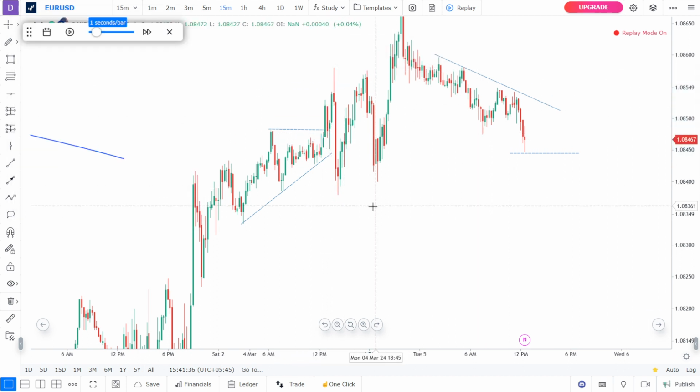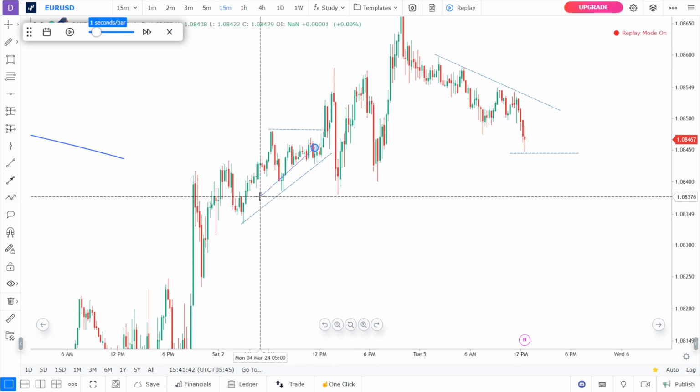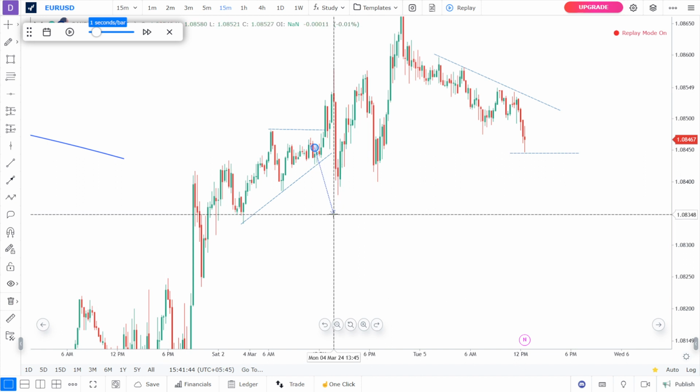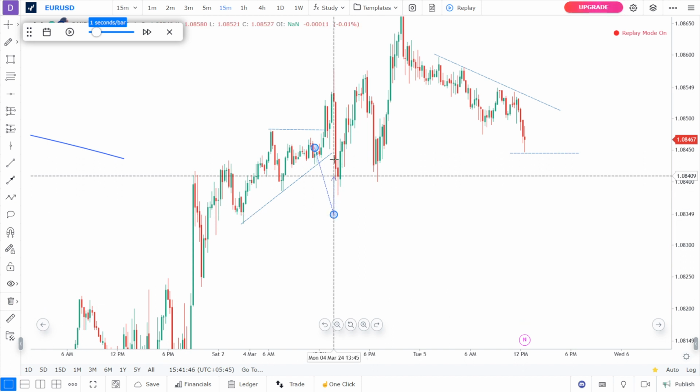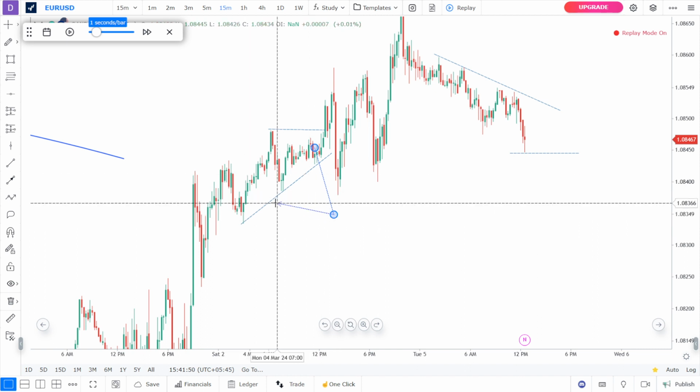So what do we do? Let's say the price breaks this trend line first. Then we look for the demand zone here. The demand zone is here. From here, we tend to look to buy to target that high. Right. What if there is no demand zone?